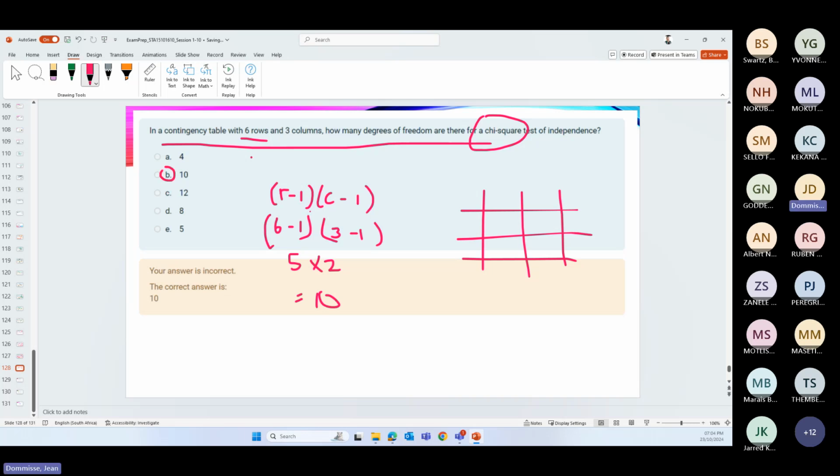Okay. So if you said 6 times 3, luckily there wasn't 18. If you said 6 plus 3, luckily there is not a 9. If you said 6 minus 3, also not a 3. So nearly any other ones is really not available for you. Okay, so that is how we would have done just to get the chi-square.